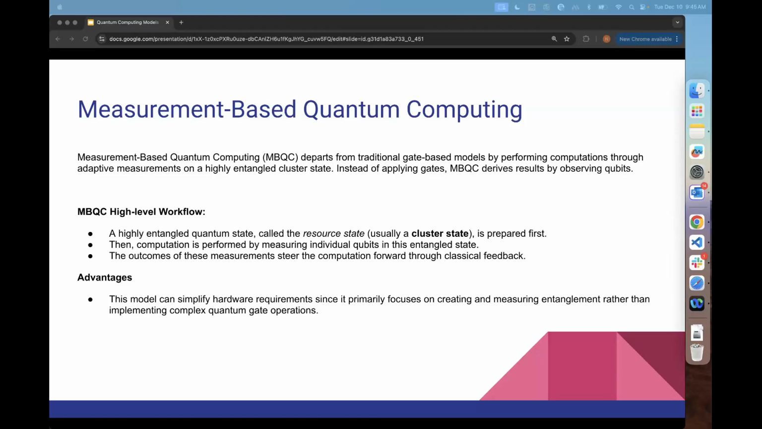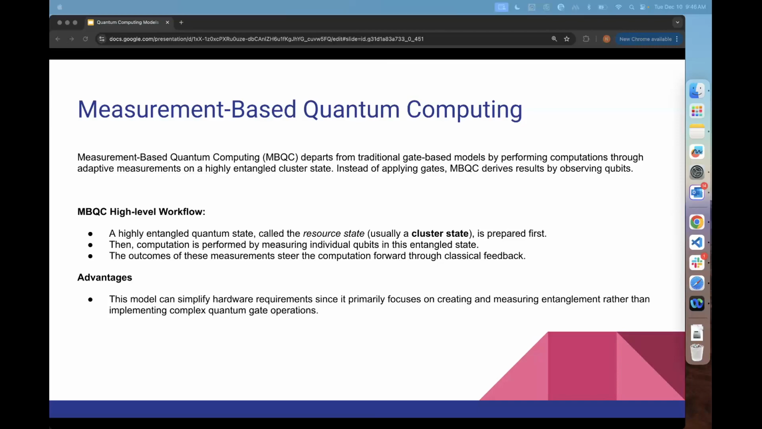So what do we mean by an entangled quantum state? It's a state where qubits are connected or interlinked in such a way that a change of state of one qubit will change the state of another qubit that is in this entangled state. So this changes the approach from applying gates into three key steps.